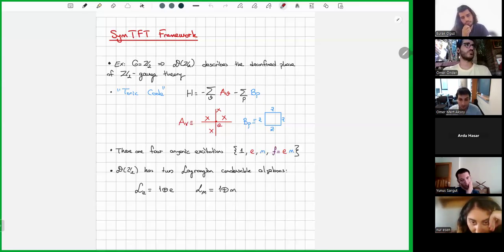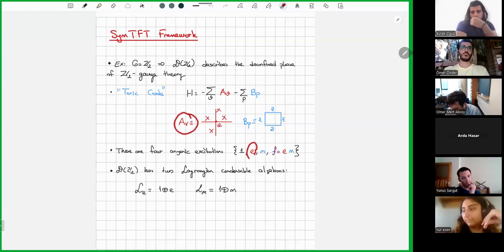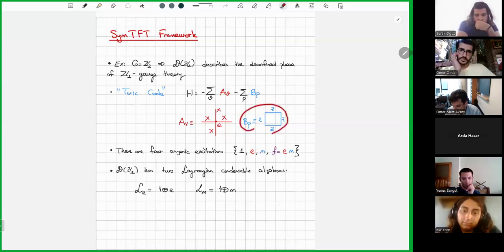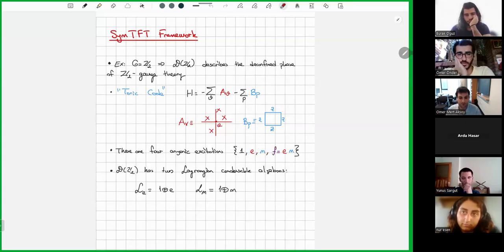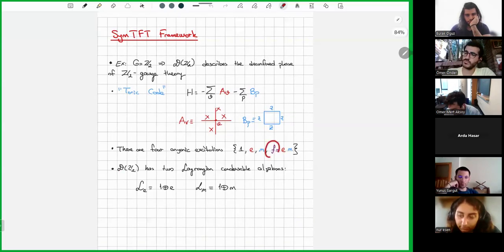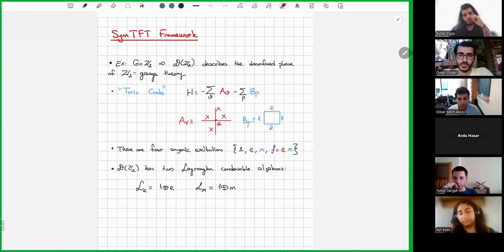Then there are four kinds of excitations. Violations of the A_V terms are called E-anyons, so they are red. Violations of the plaquette terms are excitations called M-anyons. And if you violate both of them at an overlapping plaquette, and there's a choice there in how you define that bound state, the bound state, or the fusion of them, is what's called an F-anyon. E and M are both bosons, but they are not mutually bosonic. There's a minus sign when you exchange them. And that makes F a fermion, actually.